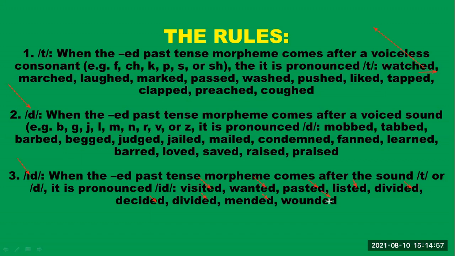So ed replaces ed. In the first rule, T replaces ed in watched. In the second rule, D replaces ed in mobbed. In the third rule, ed replaces ed in visited. So these are actually the three rules.